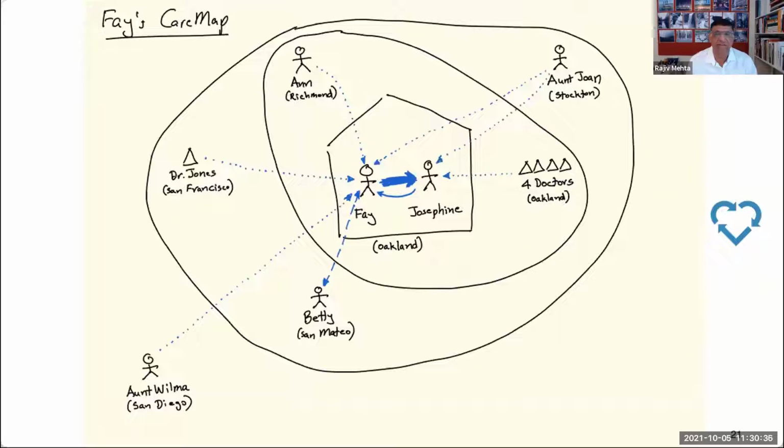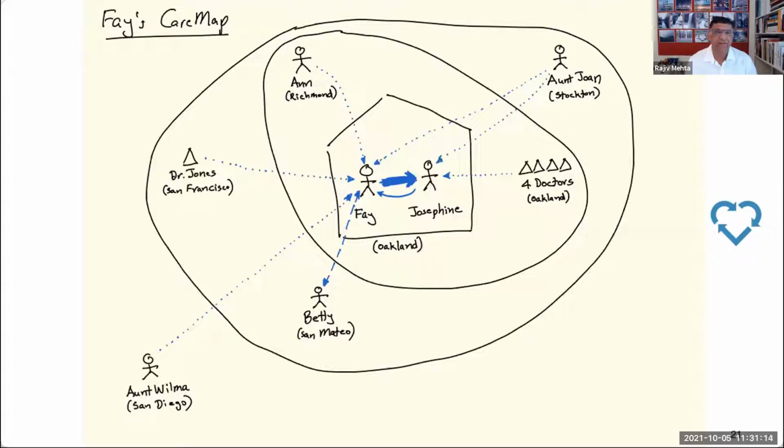Faye and Josephine are a family that lives in Oakland. Faye, at the time of drawing her care map, was around age 30. She had to take a leave of absence from graduate school to be able to take care of her mother, Josephine, who has dementia. And it's gotten to the point where someone needs to be there 24/7. And so as you can see from the big fat arrow, Faye is doing a lot to care for Josephine every day. There's also 4 doctors involved in Josephine's care, and Aunt Joan, who lives in Stockton, comes by every 3 months or so to basically give Faye a break for a weekend.